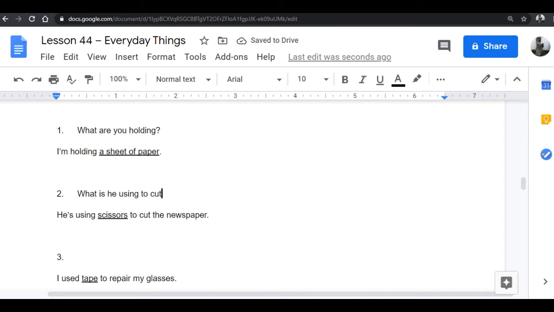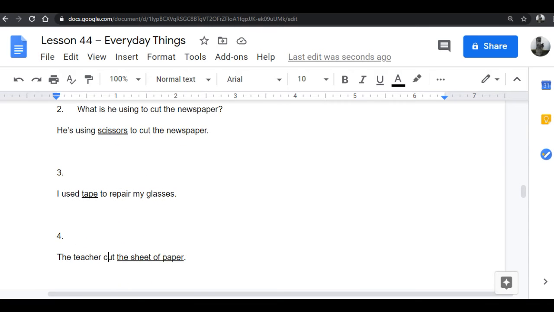I can. What is he using to cut the newspaper? This is cool, because you have scissors here in the middle, then you have the subject plus the verb, then you have here the rest. That's amazing. So, what is he using to cut the newspaper? He's using scissors to cut the newspaper. Amazing.